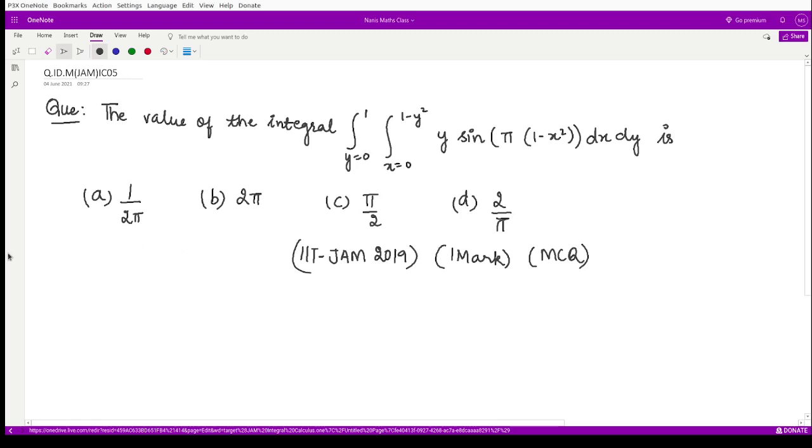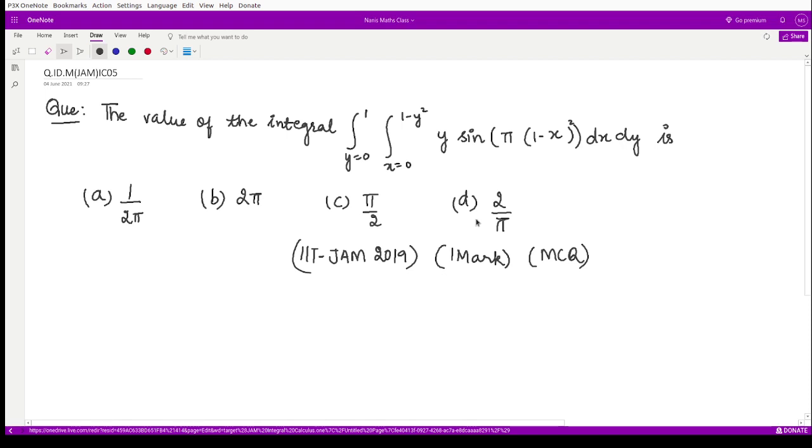The question here is that you have to calculate the value of the integration, y varying from 0 to 1, x varying from 0 to 1 minus y square, y sine of pi times 1 minus x whole square dx dy. I'm sorry, here it should not be x square, it should be 1 minus x whole square. So 1 minus x whole square dx dy.